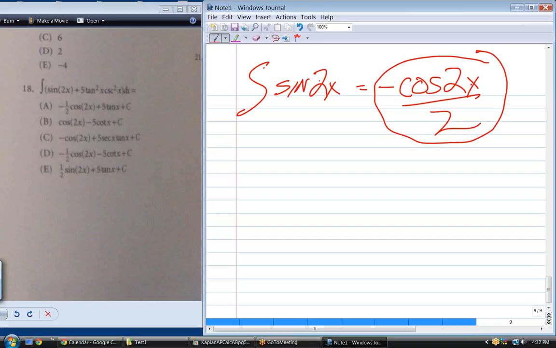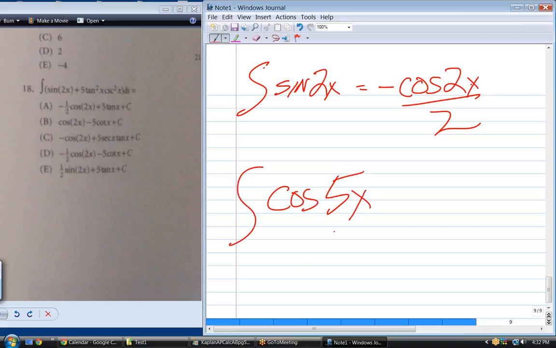So this is the integral of the sine of 2x. And these are fairly straightforward when you have something like this. You just take the integral and divide by the derivative of the inside. Okay, so if I said, what's the integral of cosine of 5x? That's going to be sine of 5x divided by 5. Got it?